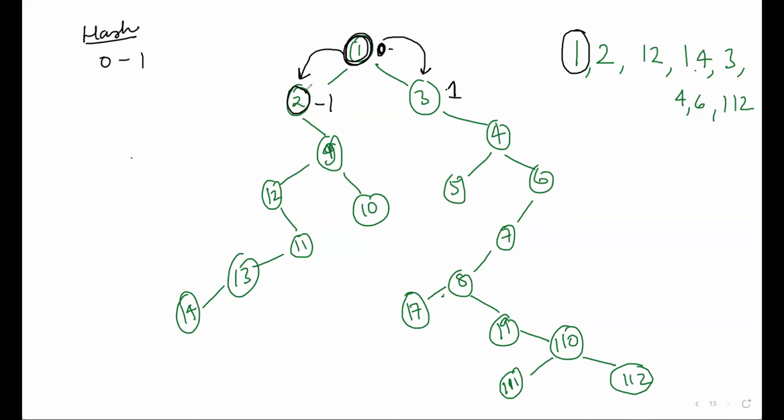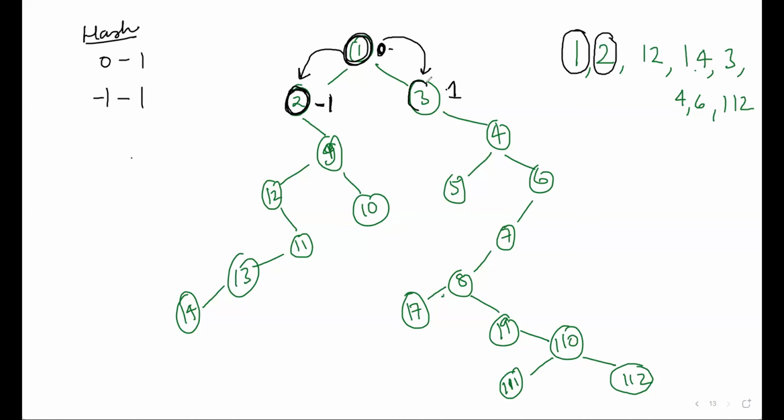Now, when I go to this node 2, I see horizontal distance is -1. Is -1 already used? No. So -1 I'll mark. Okay, it is occurring for the very first time. I'll mark and print the node.